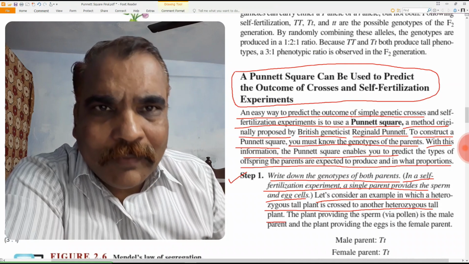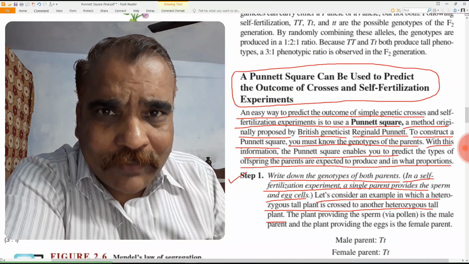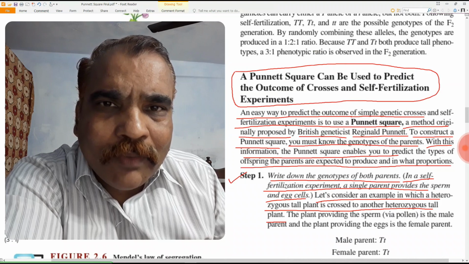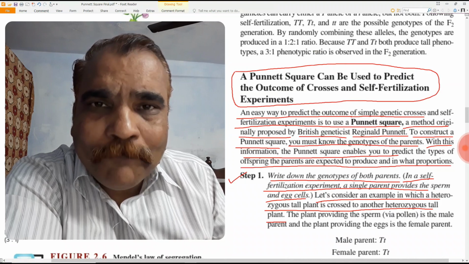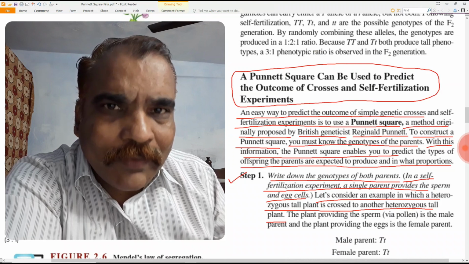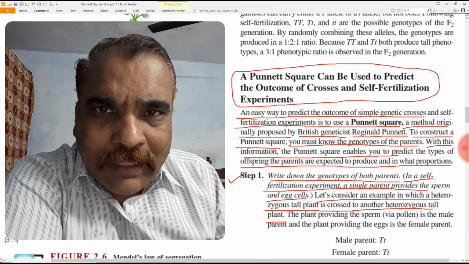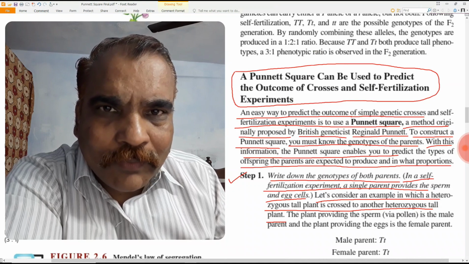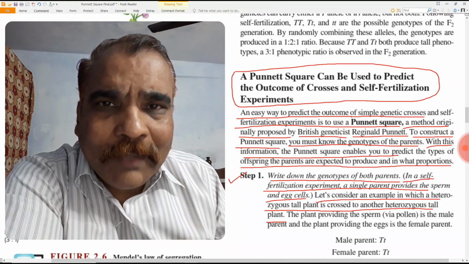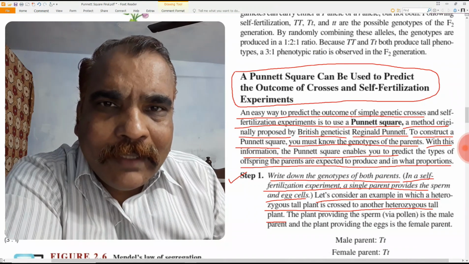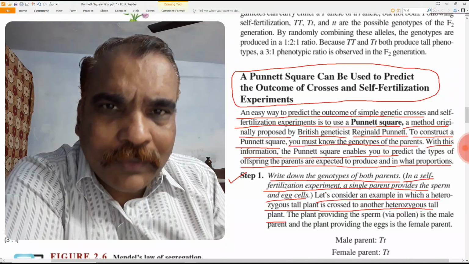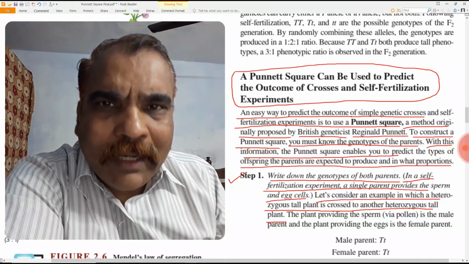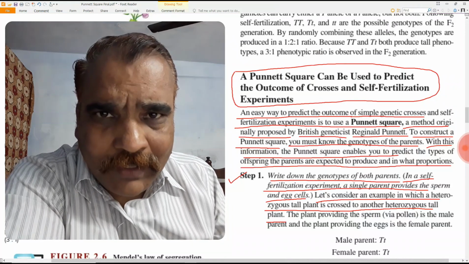Now to develop the Punnett square, we are starting with the heterozygous tall plant. We know a heterozygous tall plant has one dominant allele and one recessive allele. That means one allele is capital T, another allele is small t. So now what we are going to do, we are cross-fertilizing. That means we are transferring the pollen from one flower to the stigma of another flower. And in this case both the plants are heterozygous. That means the allelic combination they have is capital T small t.